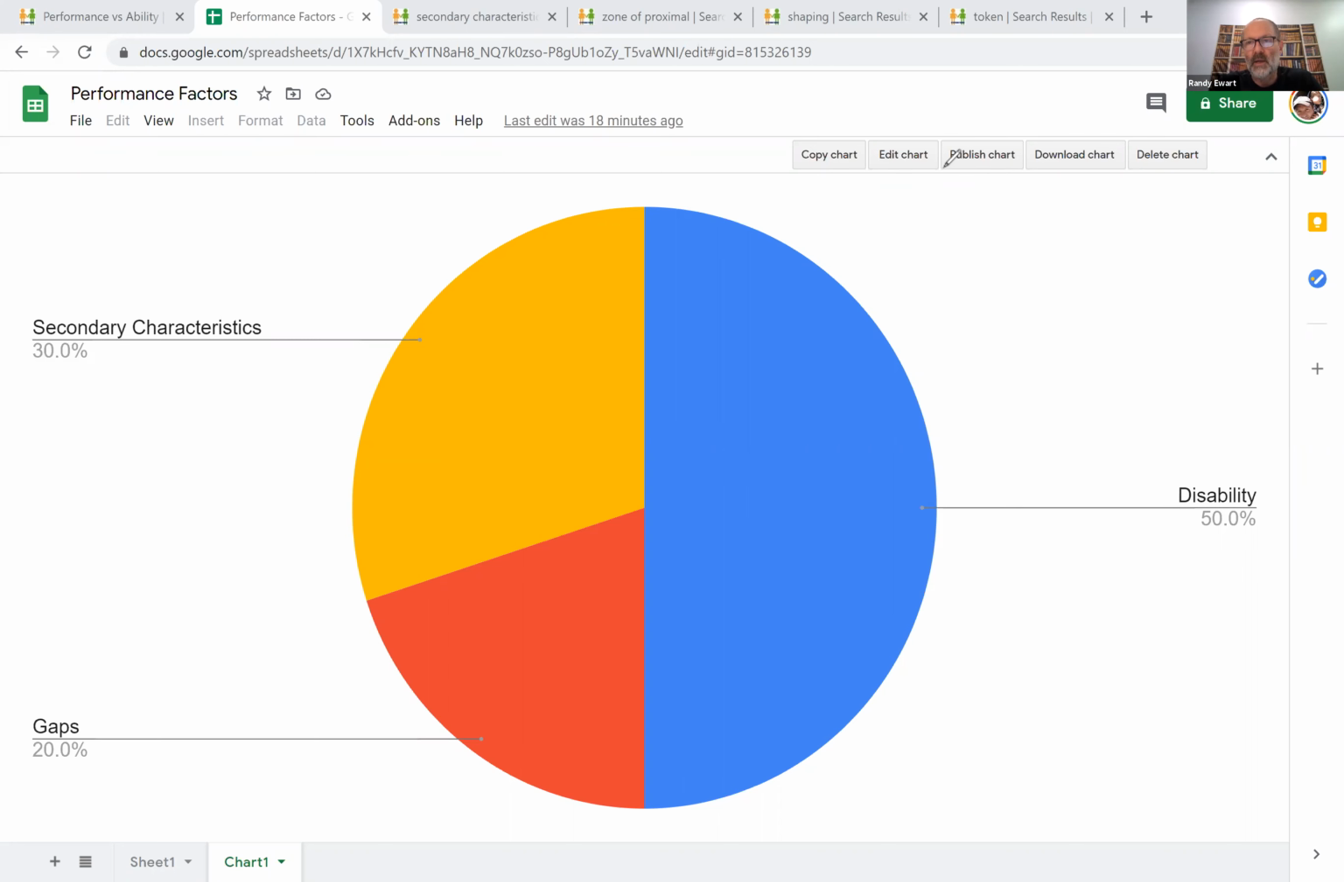The focus tends to be on the disability itself, which obviously is important, and the gaps, which is also important, but these secondary characteristics are also a major factor.